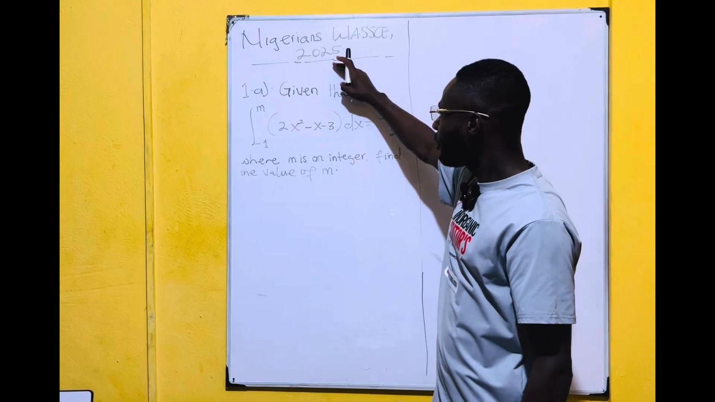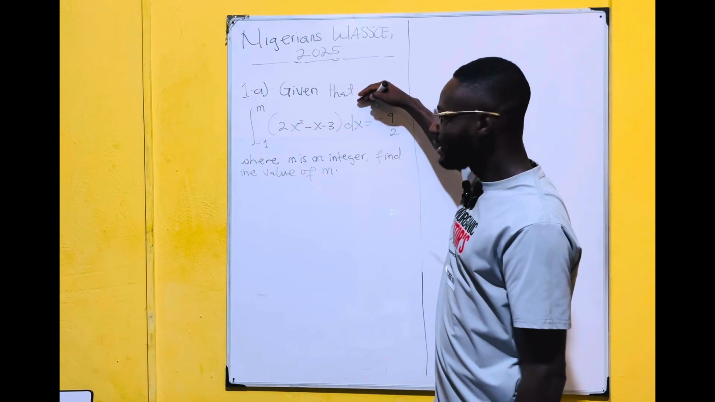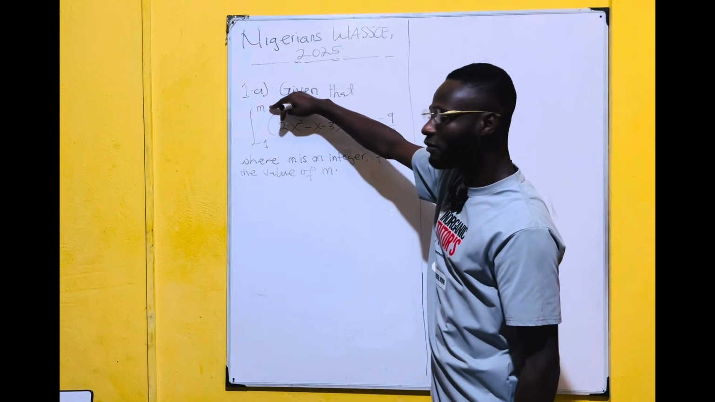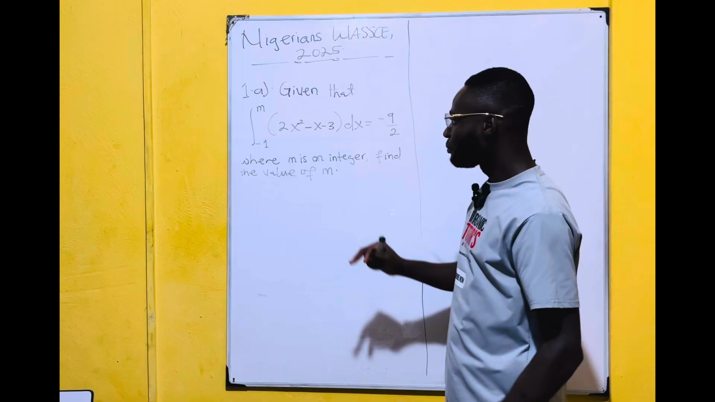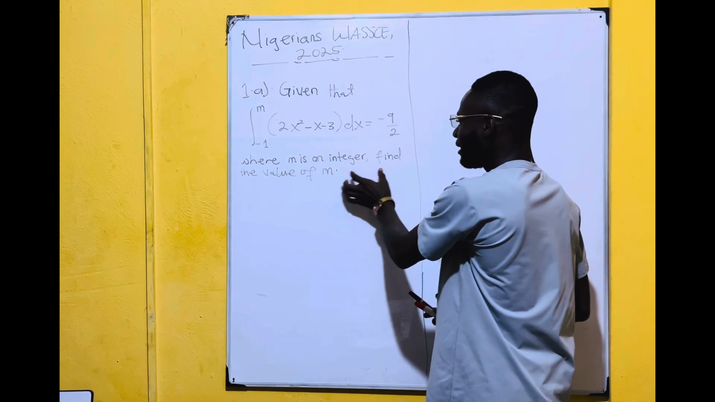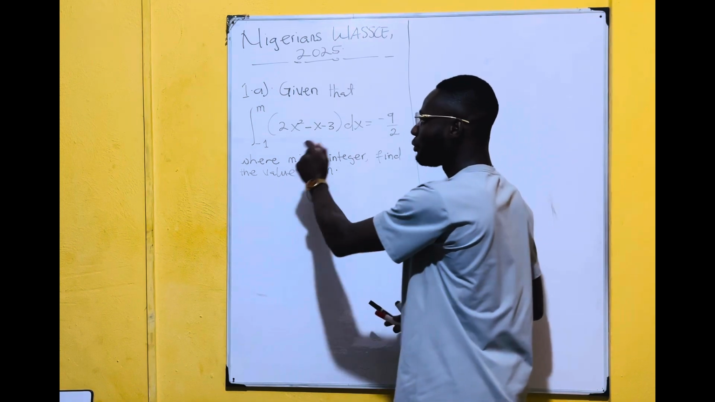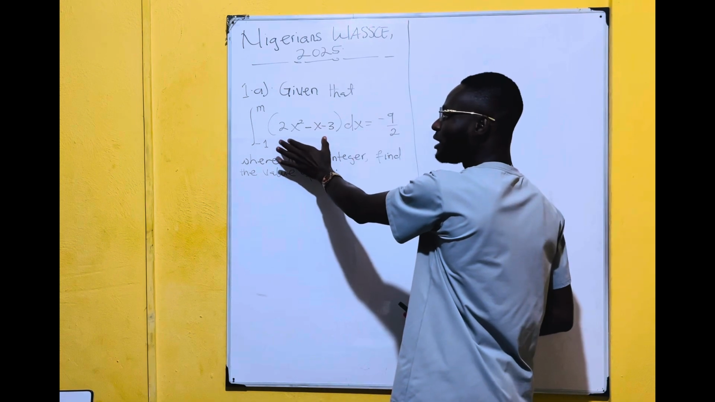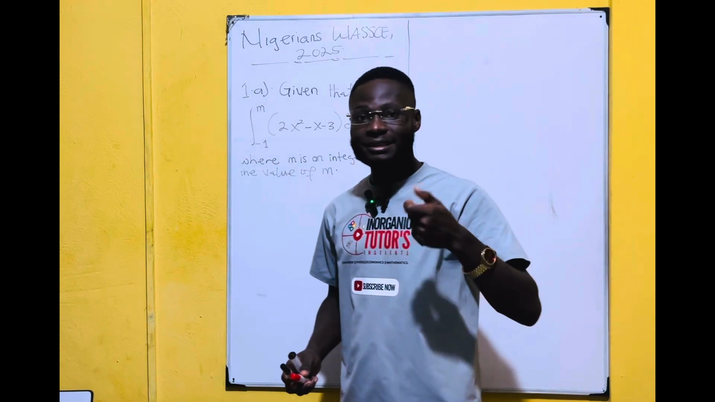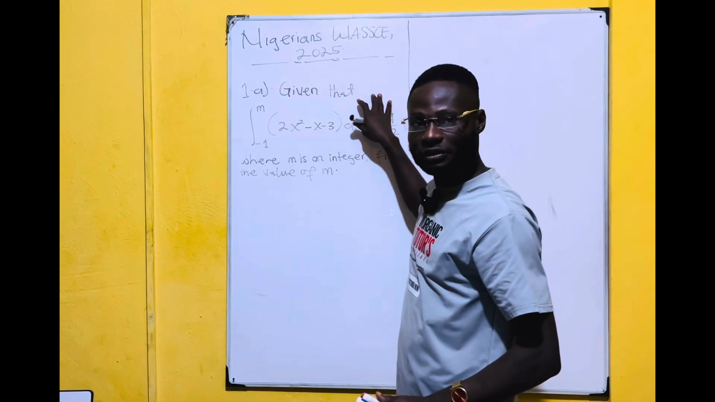Question 1 here, we want to solve this integral. Given this expression, we want to find the value of M. The question says that M is an integer, and we want to find that particular M. So we have to integrate this. What we are going to do is take the antiderivative of this particular expression.